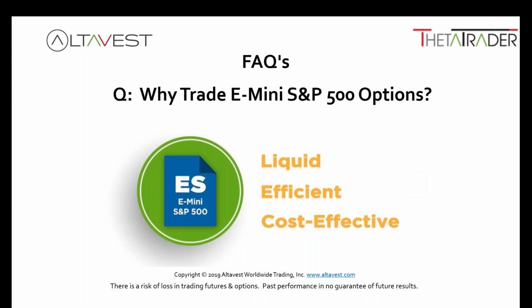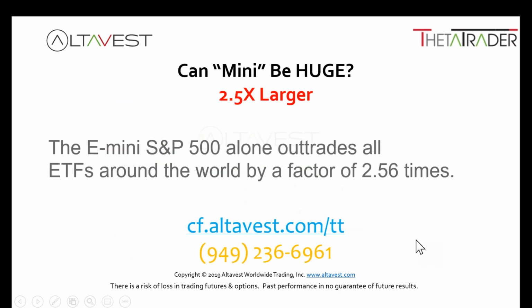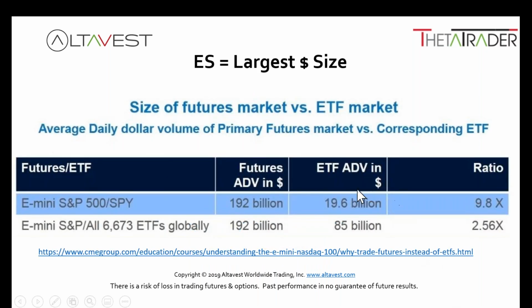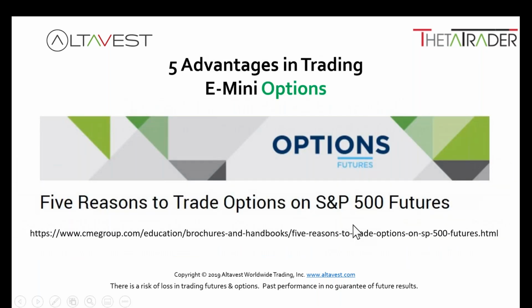And why the E-minis? Well, they're liquid, they're efficient, and they're cost effective. That's why we trade the E-minis, and I'll show you why in just a second with more detail. But the E-mini S&P 500, just that one market, outtrades all ETFs around the world by over 2.5 times. So the mini is huge. It's 2.5 times larger than all ETFs. And what do I mean by that? The average daily dollar volume on the E-mini is almost 10 times greater compared to the SPY. And you see the ETFs here over 2.5 times greater. So this is the market you want to be in, folks.